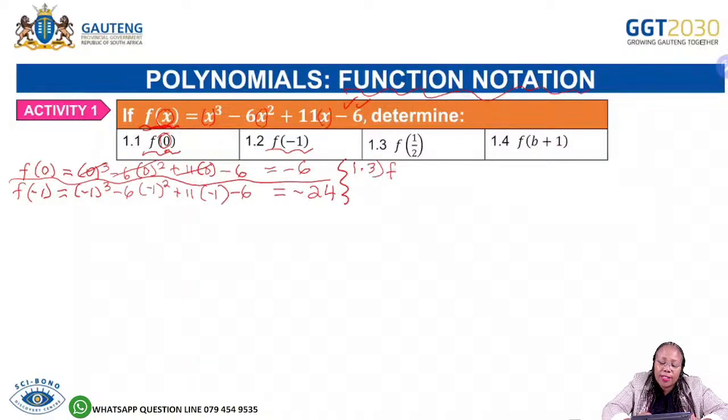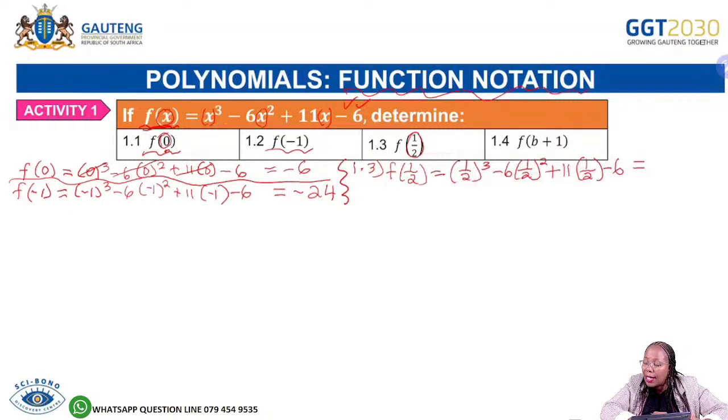We are now looking at f at half. Can you see now? We are now substituting our x with the half there. So that will be equal to half to the power 3 minus 6 followed by half to the power 2 plus 11 half and then minus 6. And then into your calculator again, Grade 12, the answer is -15 over 8.